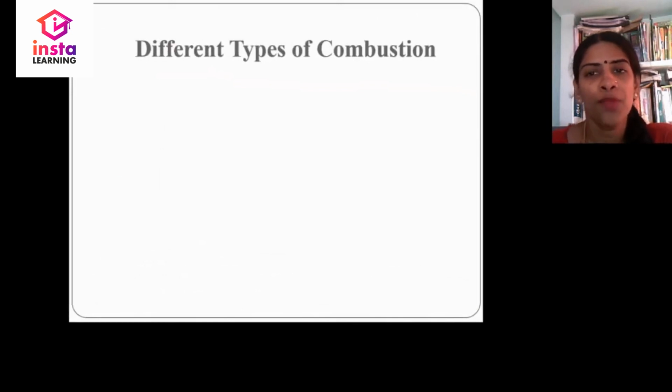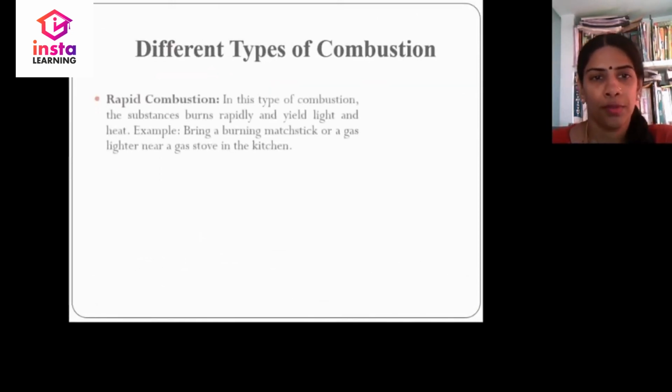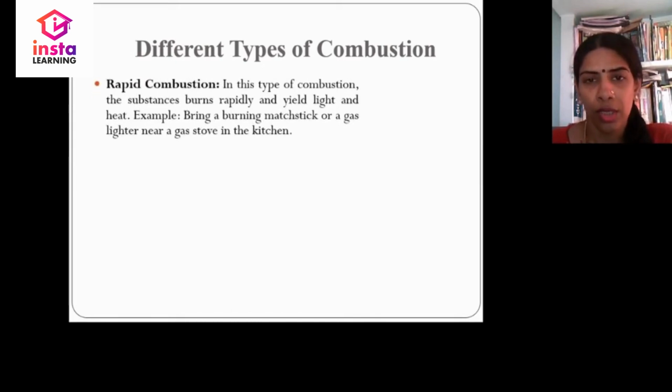What are the different types of combustion? Rapid combustion. In this type of combustion, the substance burns rapidly and gives light and heat. For example, bringing a burning matchstick or a gas lighter near a gas stove, it burns faster.